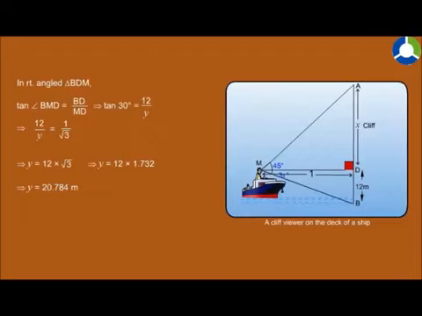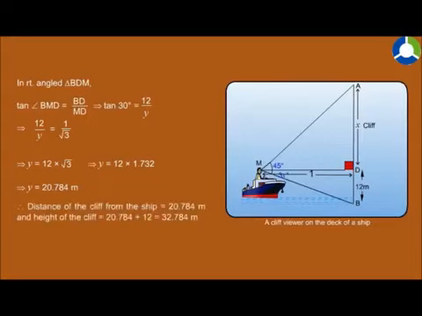12 upon y, which implies that 12 upon y equals 1 upon root 3, which implies that y equals 12 root 3, which implies that y equals 12 into 1.732, which implies that y equals 20.784 meters. Therefore, the distance of the cliff from the ship equals 20.784 meters and the height of the cliff equals 20.784 plus 12 equals 32.784 meters.